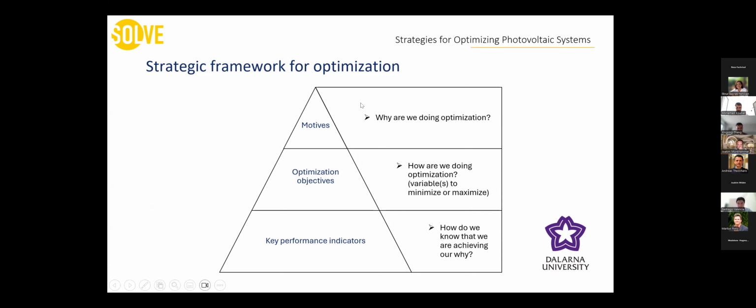So first, motives: why are we doing this? Second, how are we doing the optimization? Which variables are we picking to minimize or to maximize? And the third one, how do we know that we are achieving our why? Some quantities that give us a sense of whether we are in fact getting closer to our motives or getting farther away.